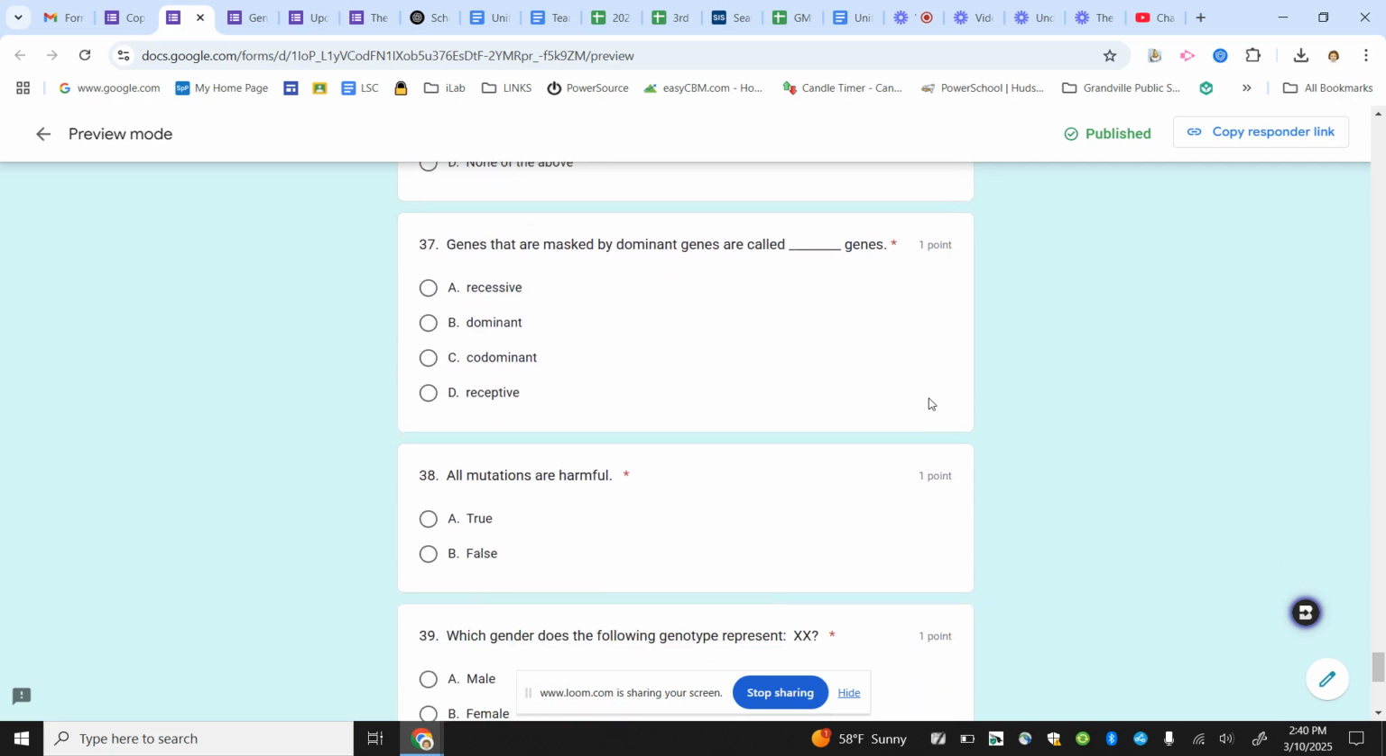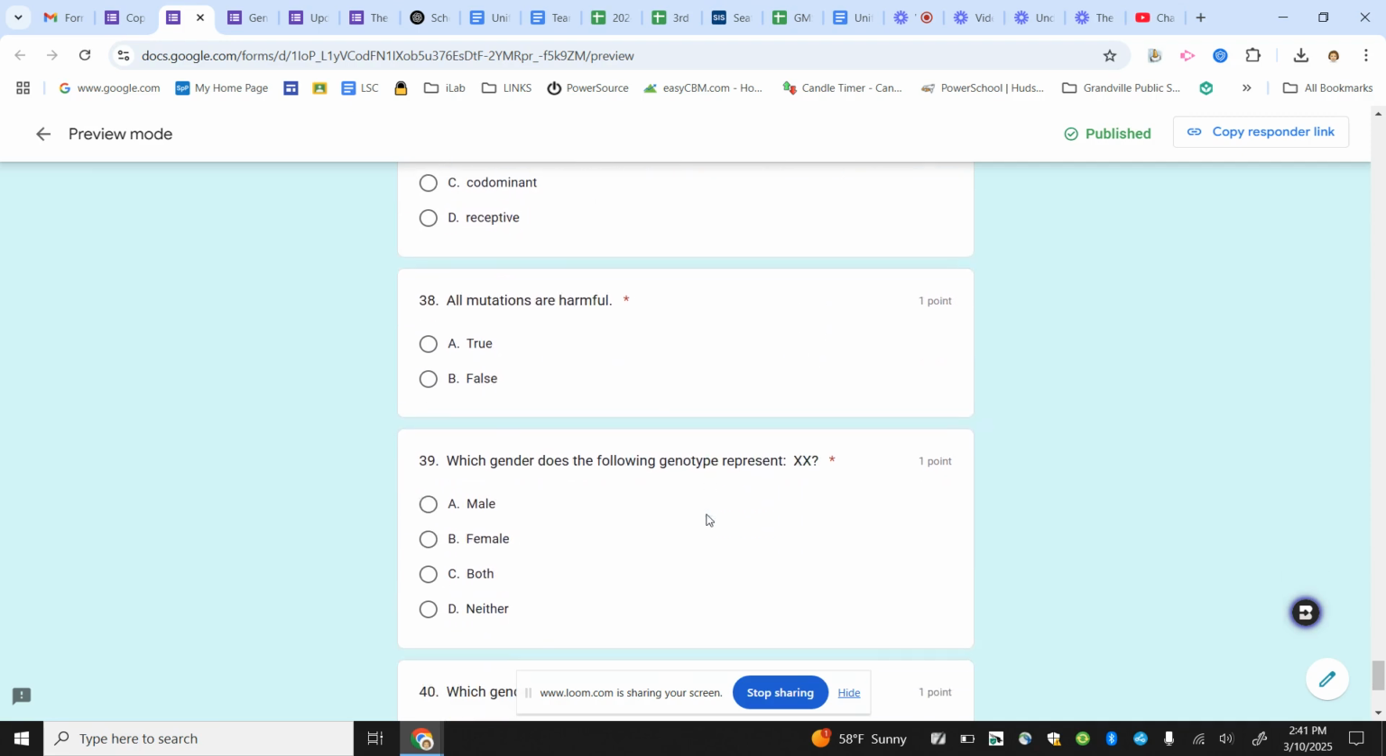Number 37, genes that are masked by dominant genes are called blank genes. A, recessive. B, dominant. C, codominant. D, receptive. Number 38, all mutations are harmful. A, true. B, false.